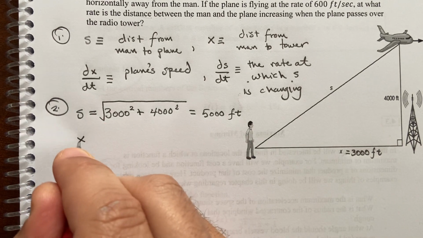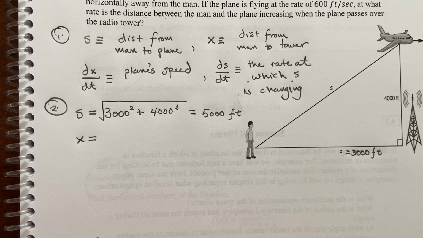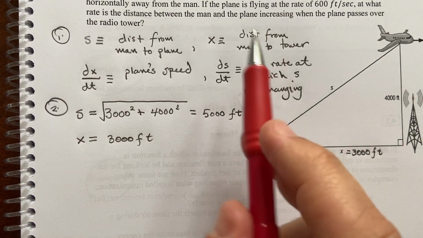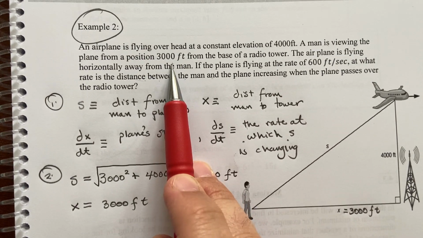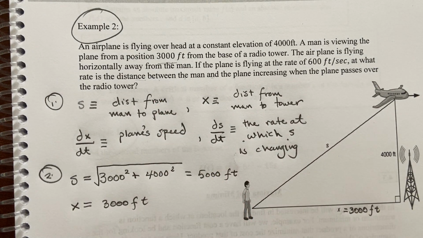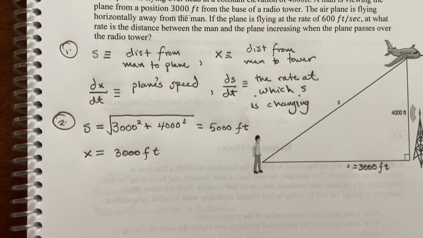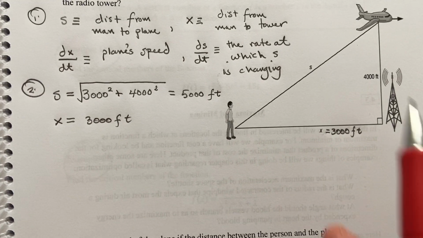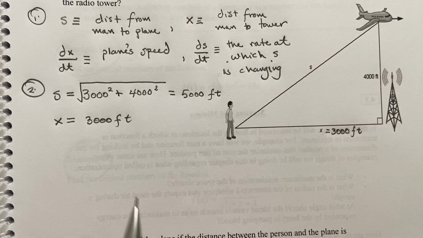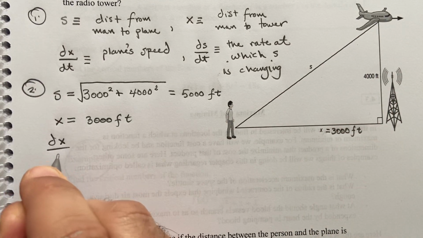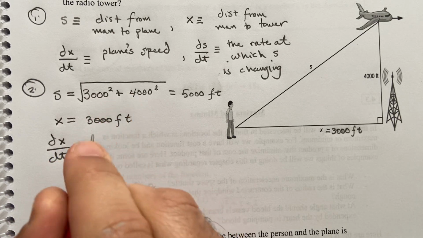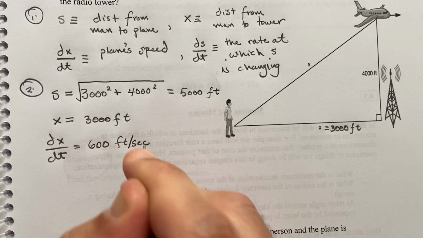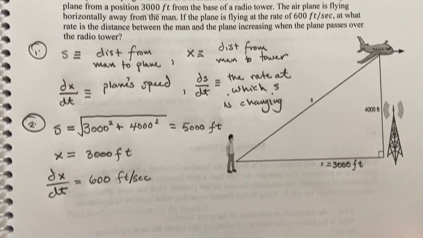We are given that x is 3,000. Right, that's given here. Right here. And we are also given dx/dt, in other words, the plane speed, right? It's going this way. So dx/dt is happening at 600 feet per second. And that was given here.